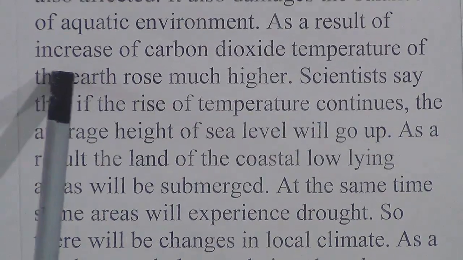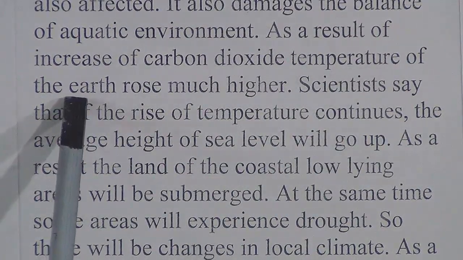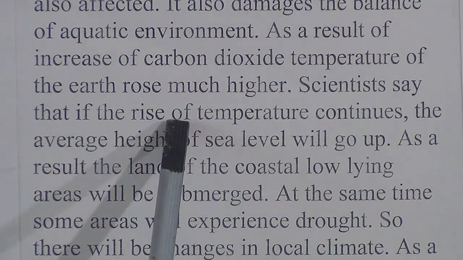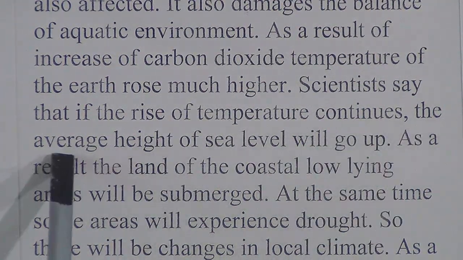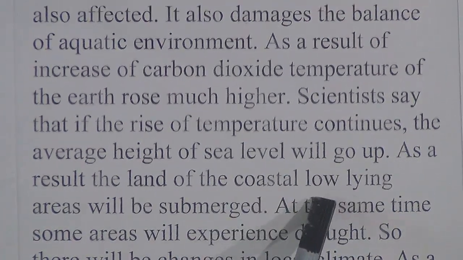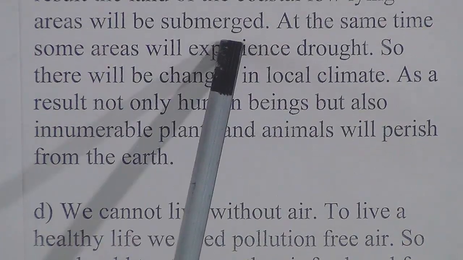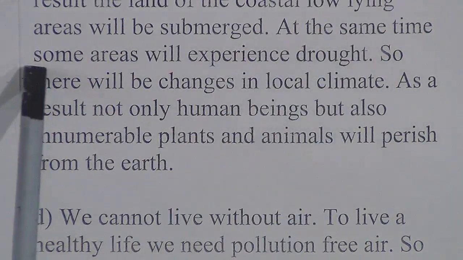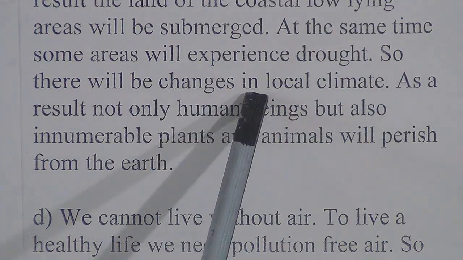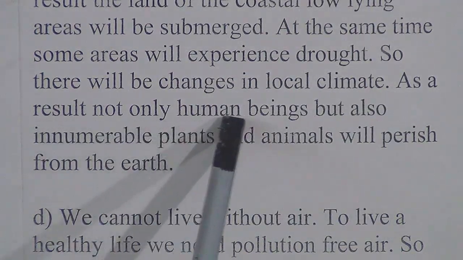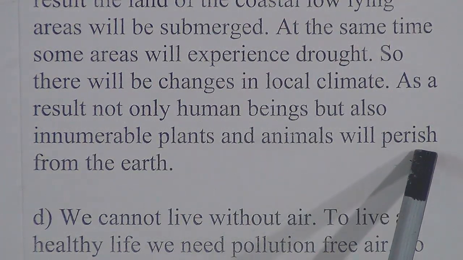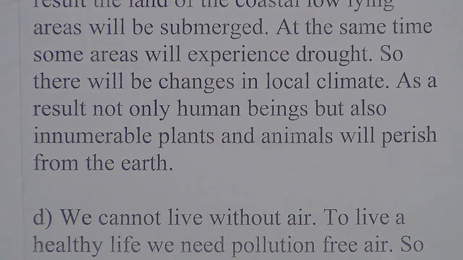As a result of the increase of carbon dioxide, the temperature of the earth rose much higher. Scientists say that if the rise of temperature continues, the average height of sea level will go up. As a result, the land of the coastal low-lying areas will be submerged. At the same time, some areas will experience drought. So, there will be changes in local climate. As a result, not only human beings but also innumerable plants and animals will perish from the earth.